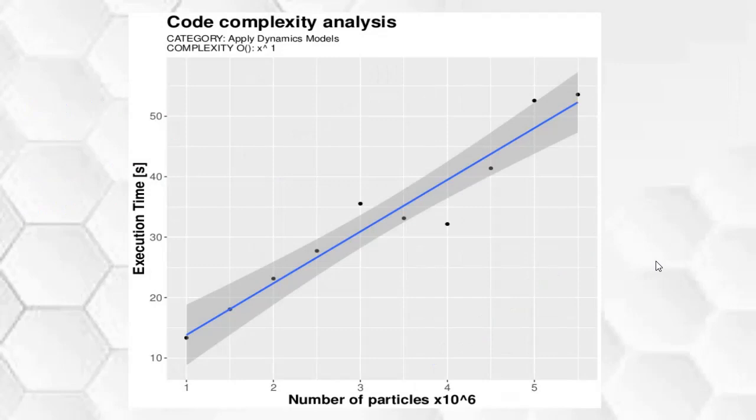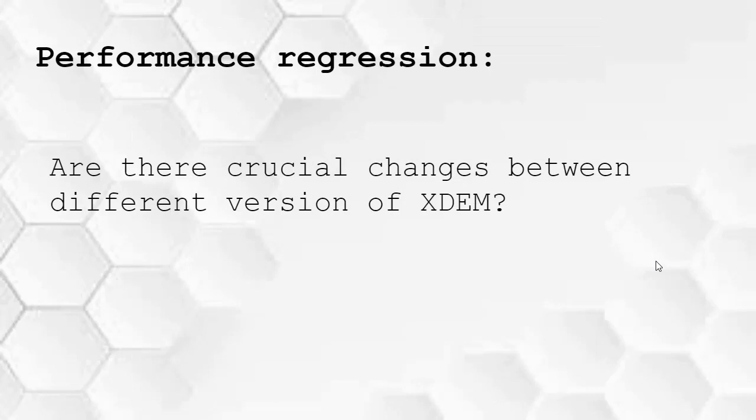So here, for example, we can see the code complexity analysis for the applied dynamics models, which follows a linear trend. That makes sense because it's related to the number of particles. Now the performance regression. Here we compare the performance changes between a reference and different software versions. It shows the drop or rise in percentage for the total execution and for different computational phases, as well as a heat map pointing out the worst and best performing category for each version.